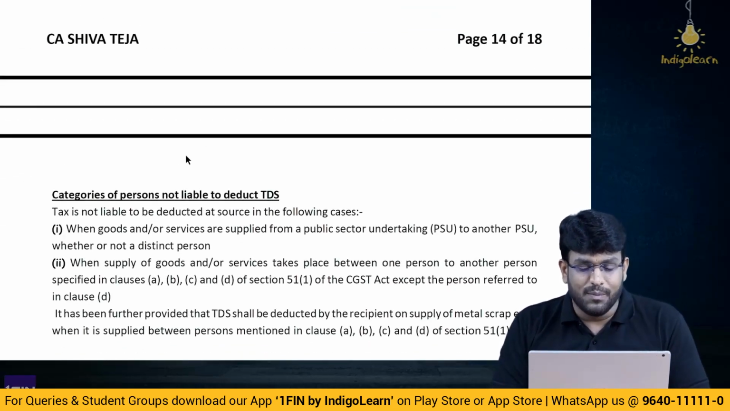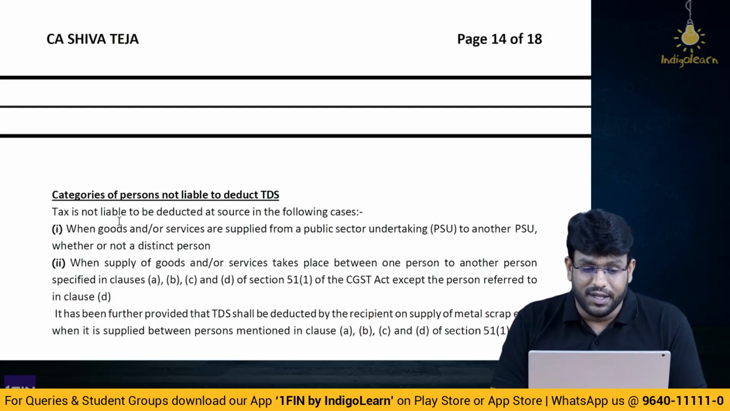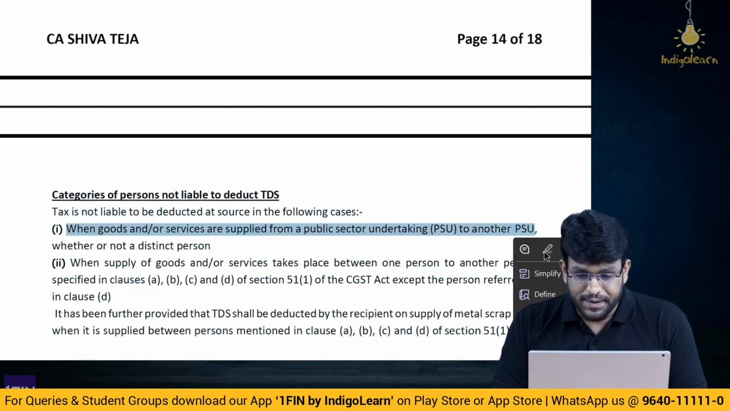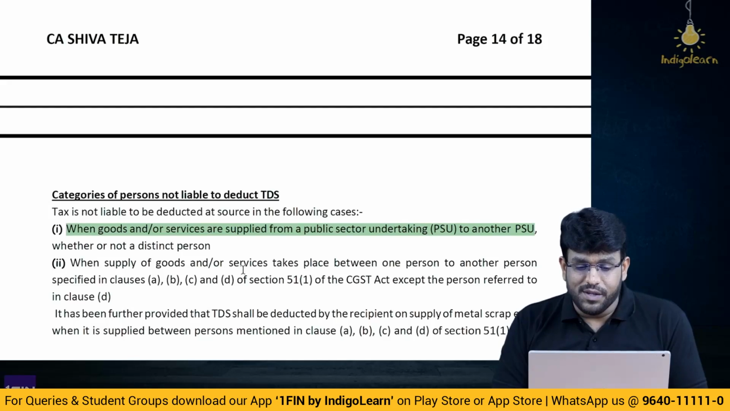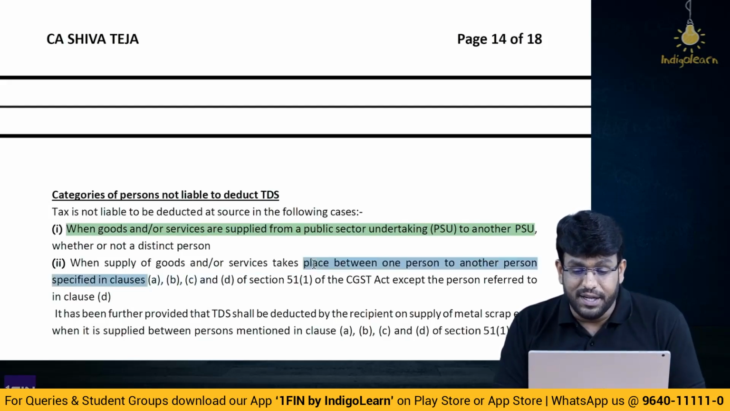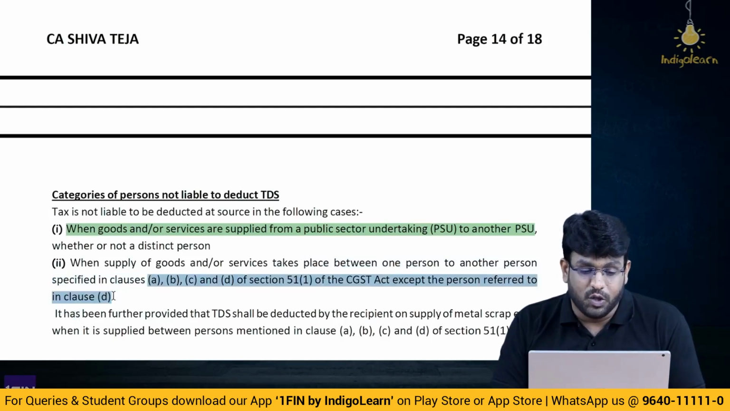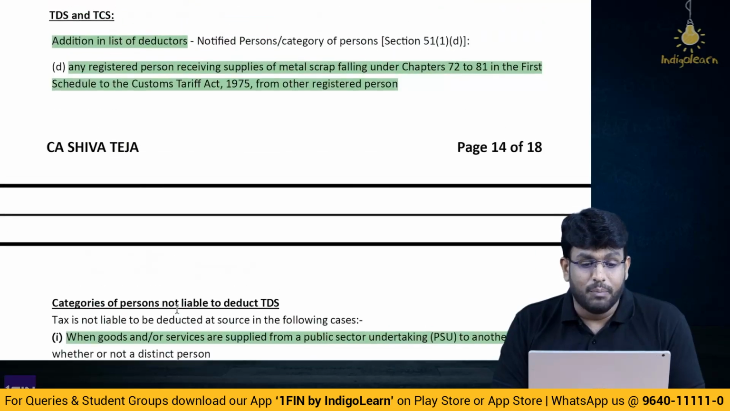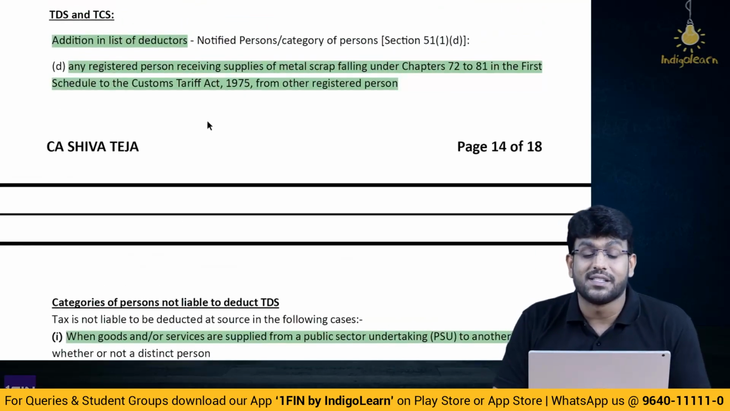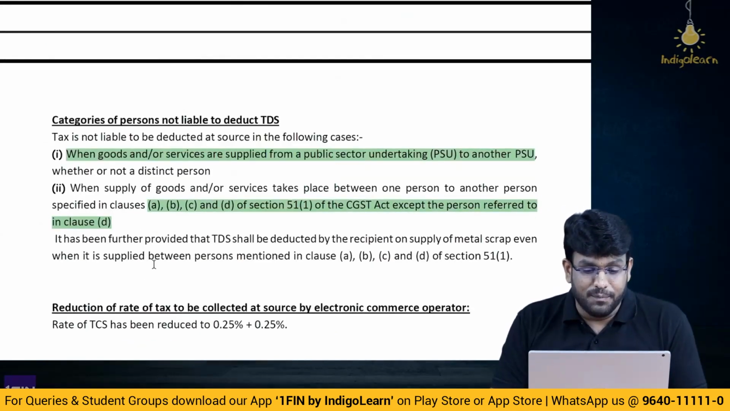Categories of persons not liable to deduct TDS. Tax is not liable to be deducted at source in the following cases: where goods or services are supplied from a PSU to another PSU. Next, supply of goods or services takes place between one person to another person specified in clause A, B, C, D, except the person specified in clause D. That is, clause D is nothing but the point of a registered person receiving supplies of metal scrap from another registered person.